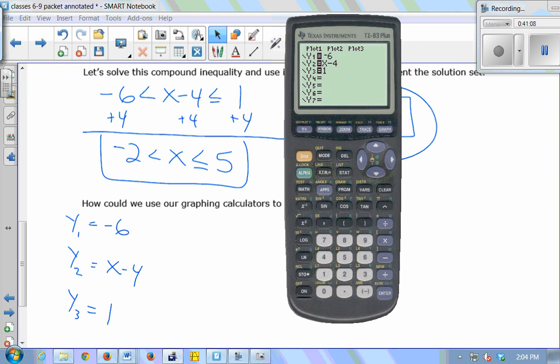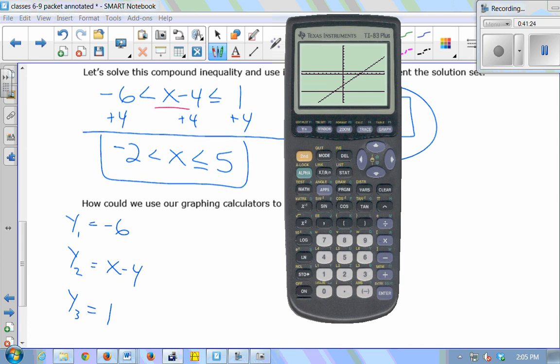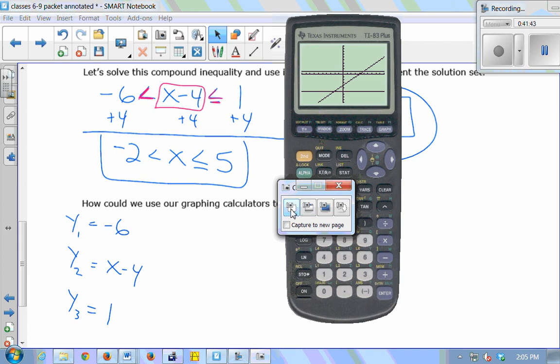And I'm going to look at just a standard window, zoom 6. Okay, so I'm looking for places where this line, x minus 4, is between negative 6 and 1, right? So I'm looking for places where x minus 4 is bigger than negative 6, but less than 1. So that would be in between negative 6 and 1. So yeah, it's all the numbers where the line is sandwiched between the two horizontal lines. Yeah, where it intersects the top line because of the or equal to part.